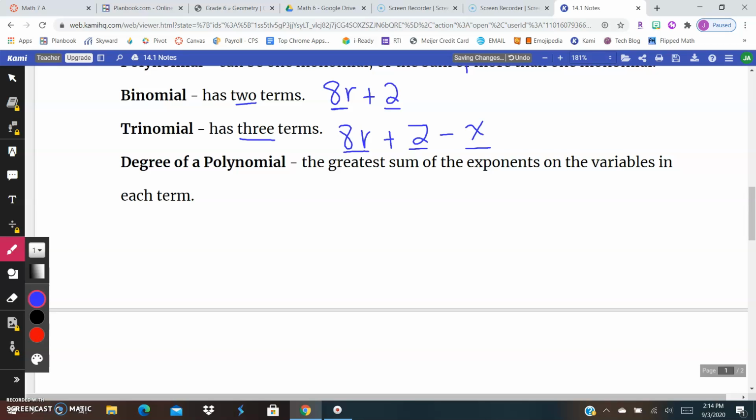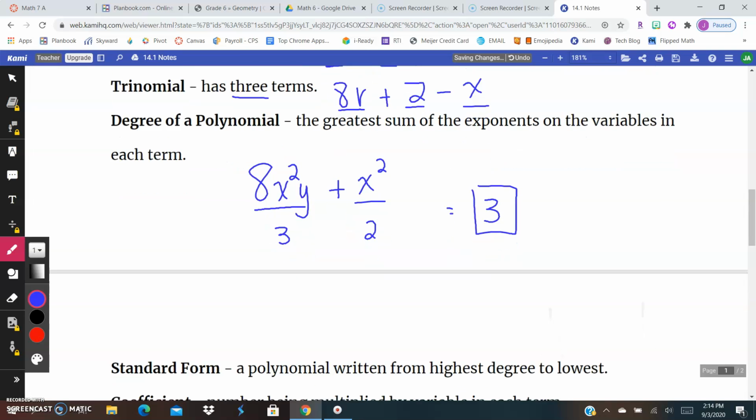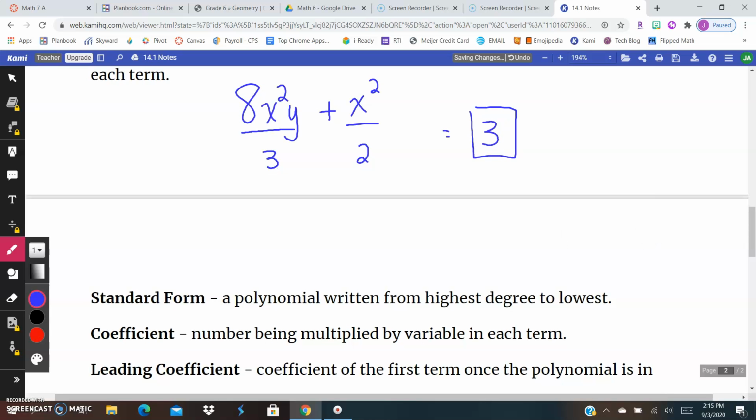So if we have 8x squared y plus x squared, the degree of this chunk would be 3 because we have a 2 and that y has an exponent of 1 even though we don't write it there. And then this term has a degree of 2. So the degree of the polynomial is going to be 3. It's going to be the greatest degree of whichever chunk has the greatest degree.